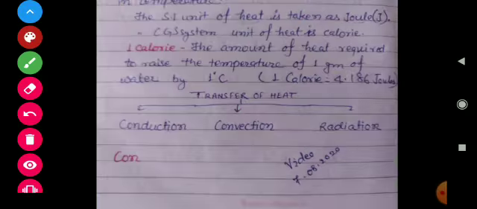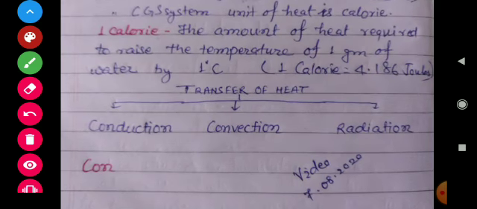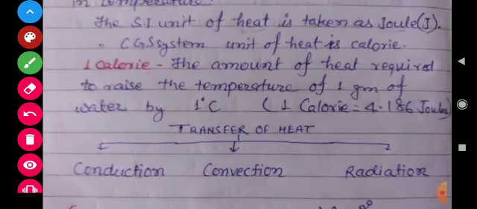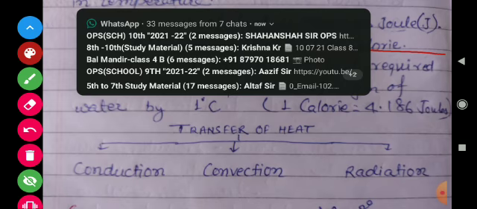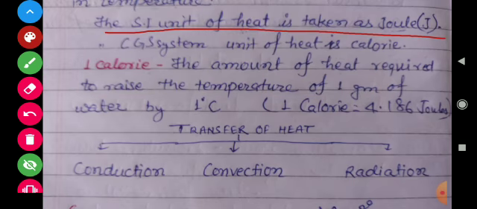After this, students, we'll discuss the SI unit of heat. The SI unit of heat is joule, and joule is represented by the capital letter J. The CGS unit of heat is calorie.